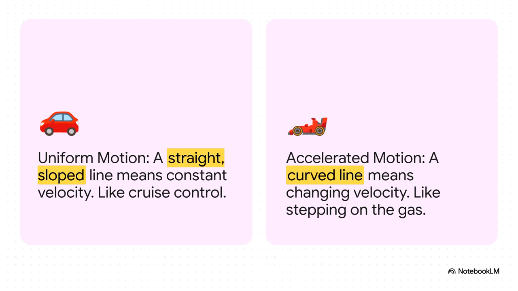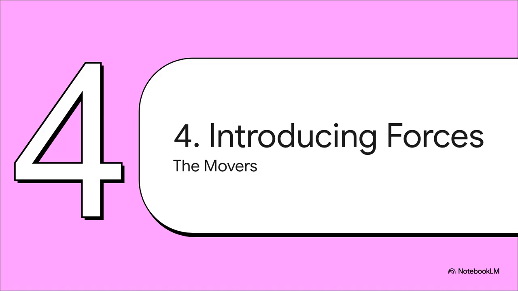If you plot your position against time, a perfectly straight, sloped line means you're on cruise control, a constant velocity. But the second that line starts to curve, either up or down, that curve is the story of acceleration. It's a visual sign that your velocity is changing. Okay, so now we have the language to describe motion perfectly. Displacement, velocity, acceleration, we've got it.